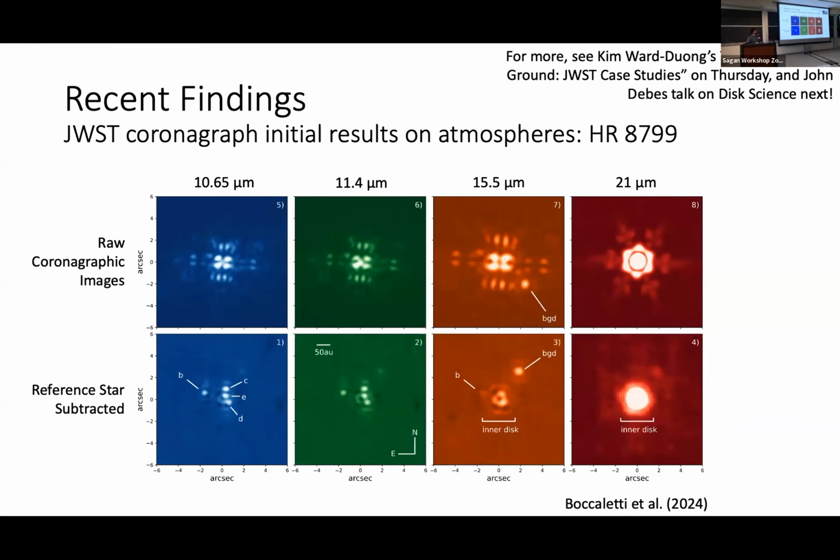Also, I just wanted to show this beautiful picture of the classic system HR 8799, where we see the family portrait of the planetary system here at short wavelengths, and we see the inner disk emerging at longer wavelengths, and we can directly see that here in the images. So if you like disks, definitely stick around for John's talk coming up next.